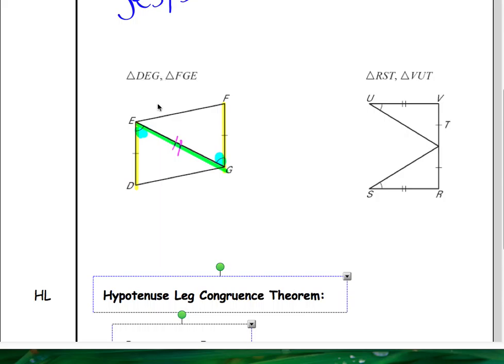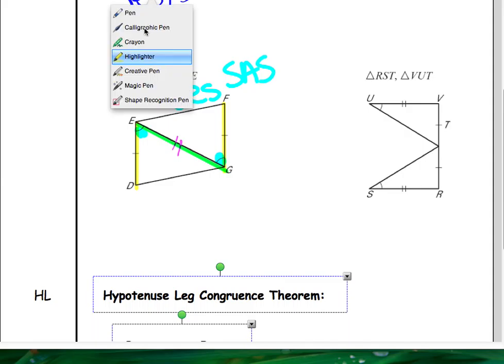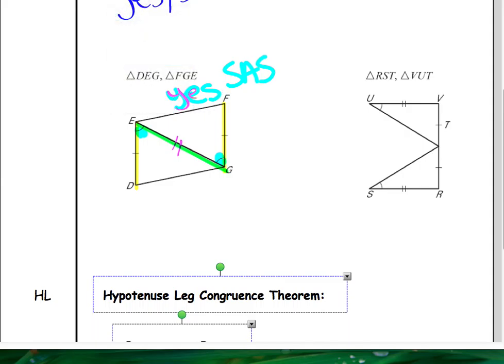Let's make sure they named it well. DEG, crossed 1, crossed 2. That's the order it went in. FGE, crossed 1, crossed 2. These are named appropriately, and they do have the right markings for side angle side. So yes, this is side angle side. So yes, side angle side.